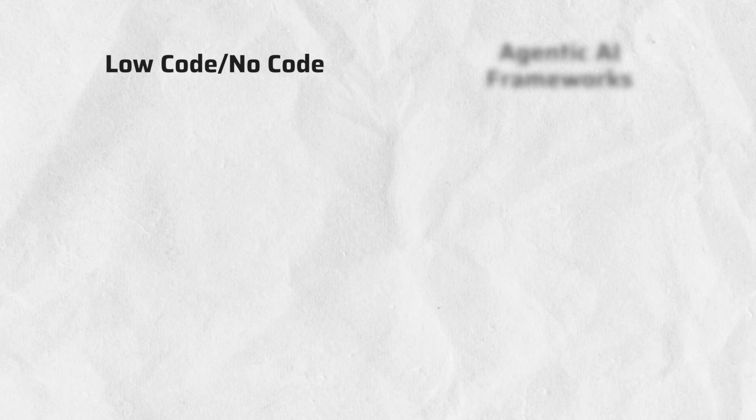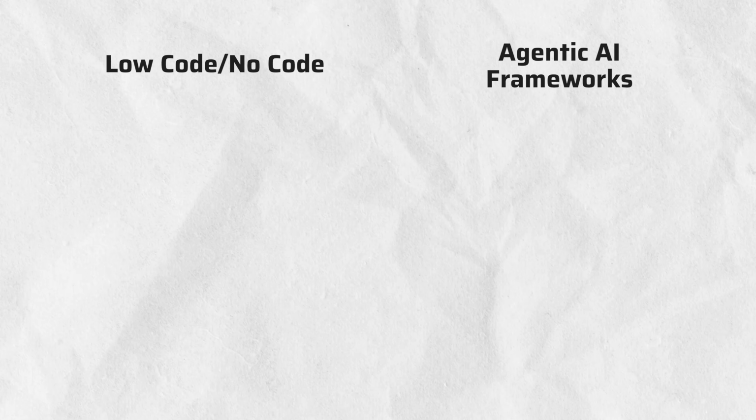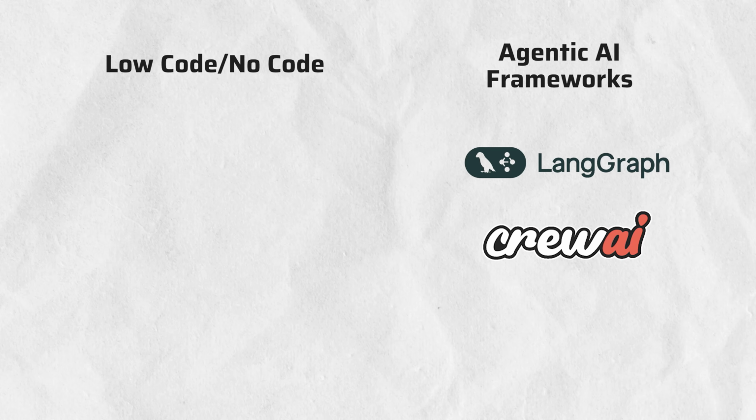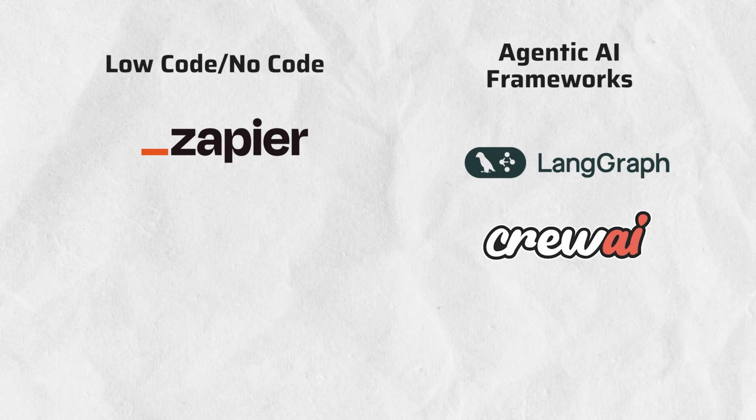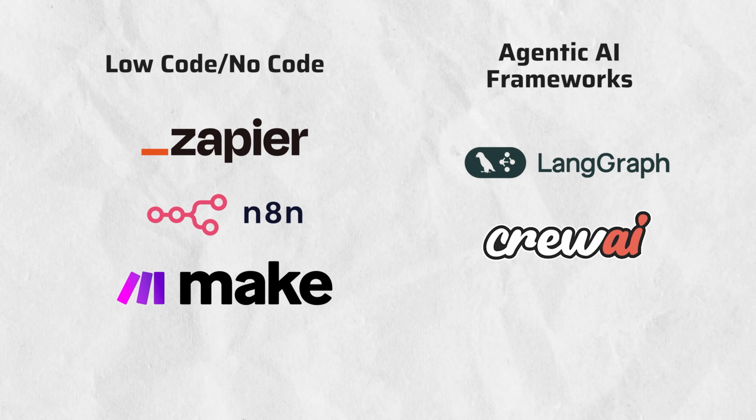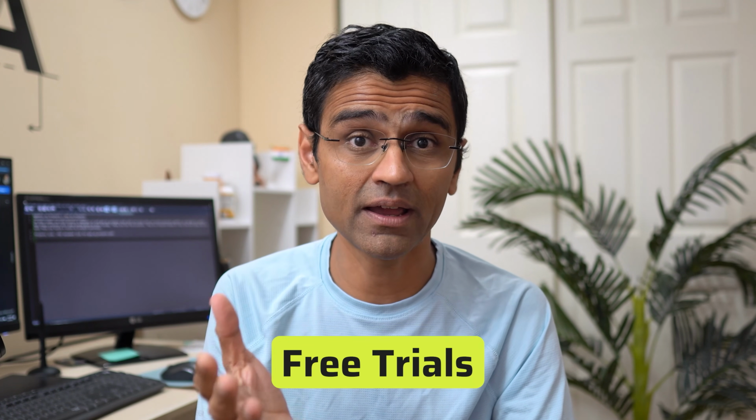Now you might wonder, what are the other tools available in the market to build agentic AI workflows? Broadly, you can categorize them into two classes. The first one is low code or no code, and the second one is using agentic AI frameworks such as LangGraph, CrewAI, etc., where you will have to do coding. In the first category, the options that you have are Zapier, N8N, Make, etc. You can pick any one of them. All of them offer free trials.